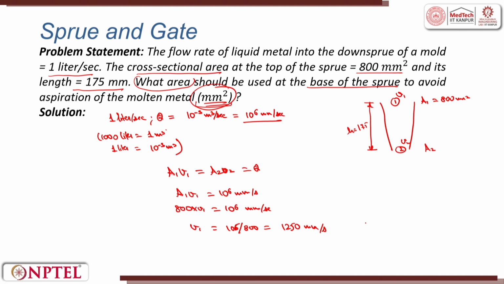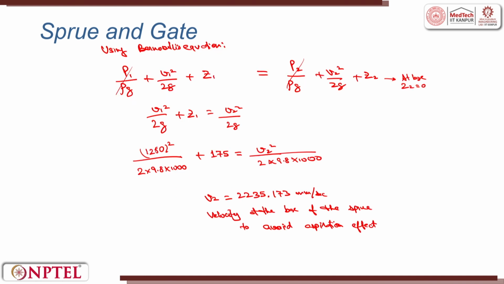Now, they have asked what area should be used. We still need to calculate this area, that is at the base. So, at the base the area is to be calculated. Using the continuity equation once again, we calculate A2 is equal to volume flow rate by the velocity, the Q2 or Q, whatever you wish to put.